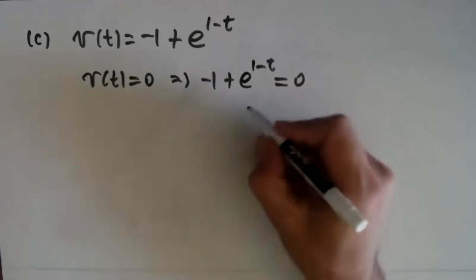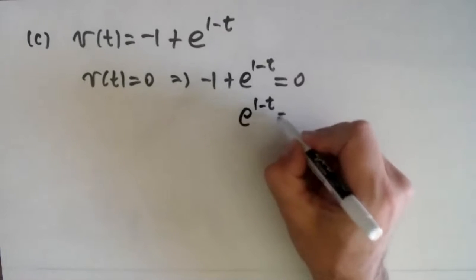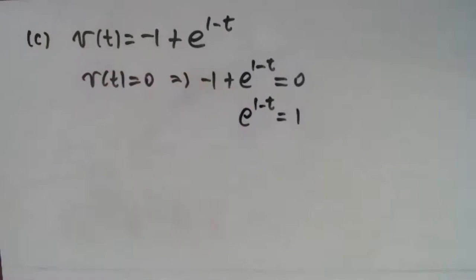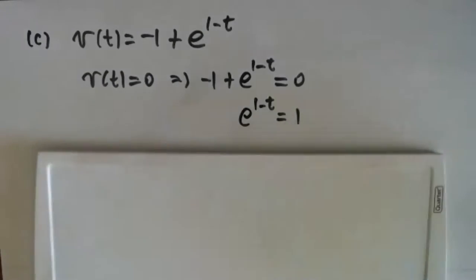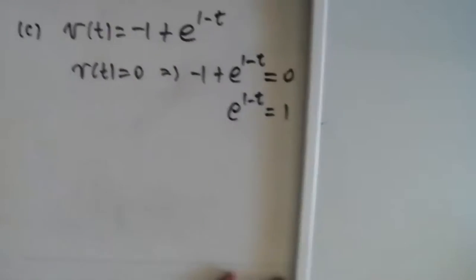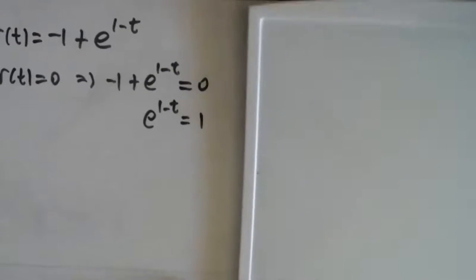Okay, you have e^(1 minus t) equals 1. How do you solve this equation? A ver, what do you have to do? No calculator, this is a no calculator problem. Don't you like raise it to the log? Yeah, exactly. Very good. So think about it.